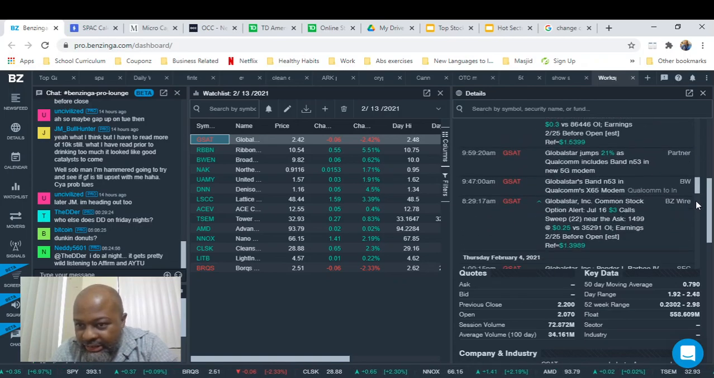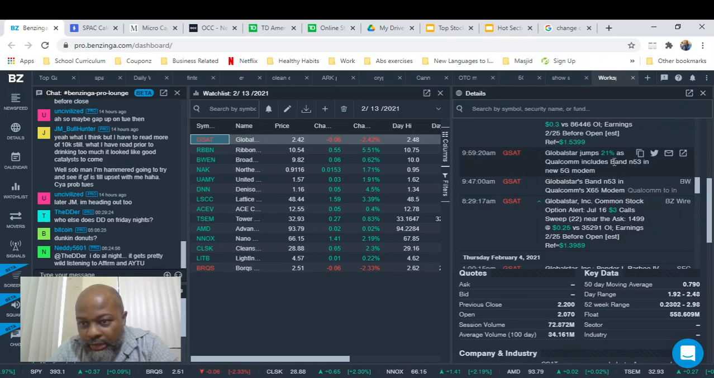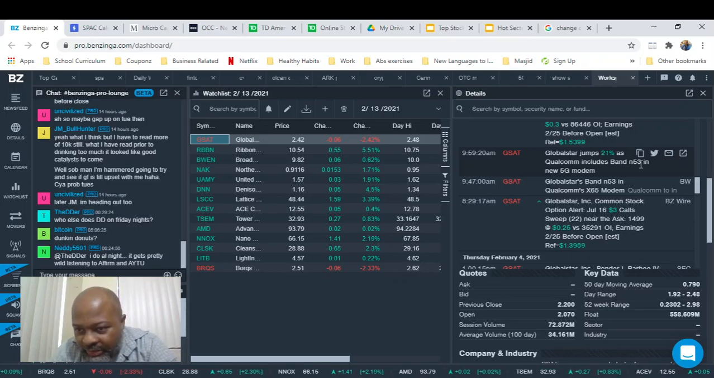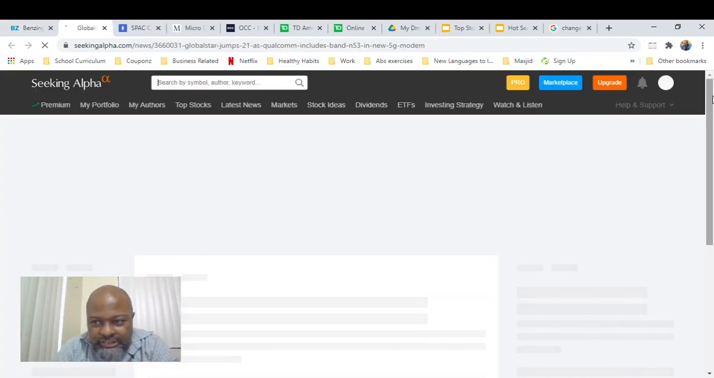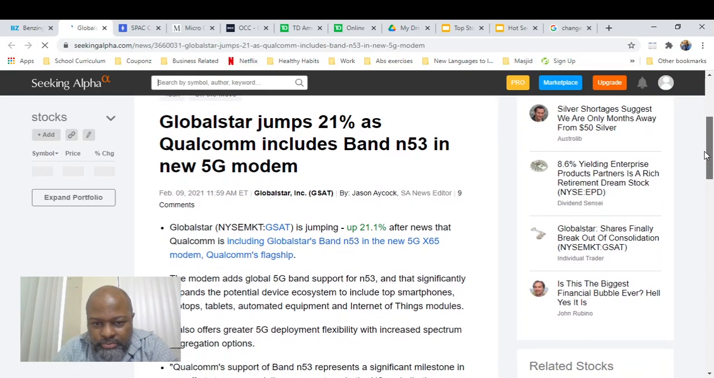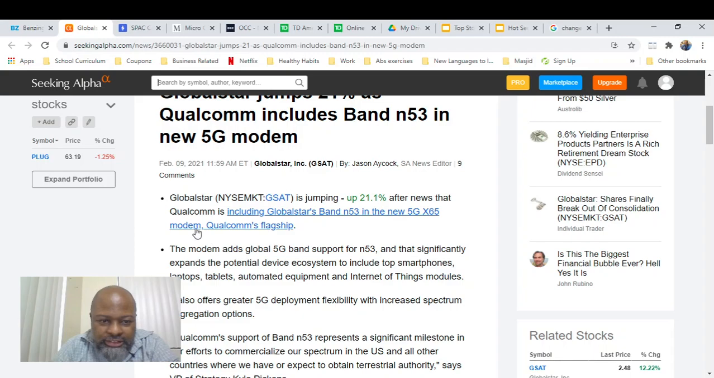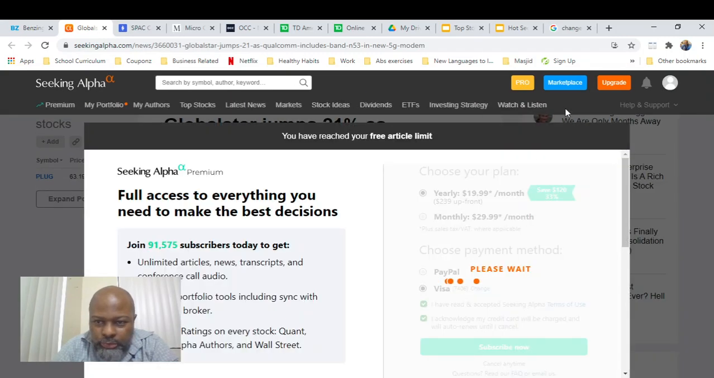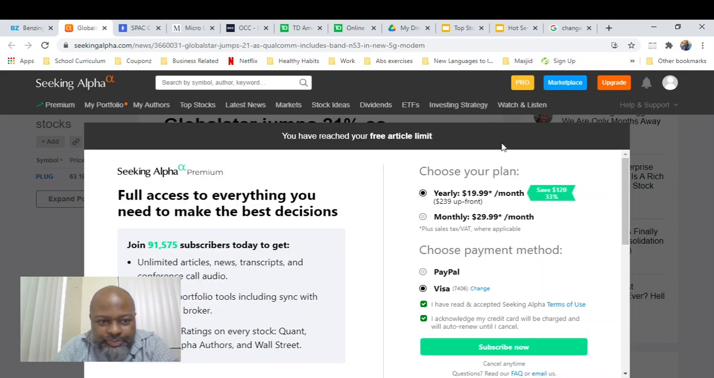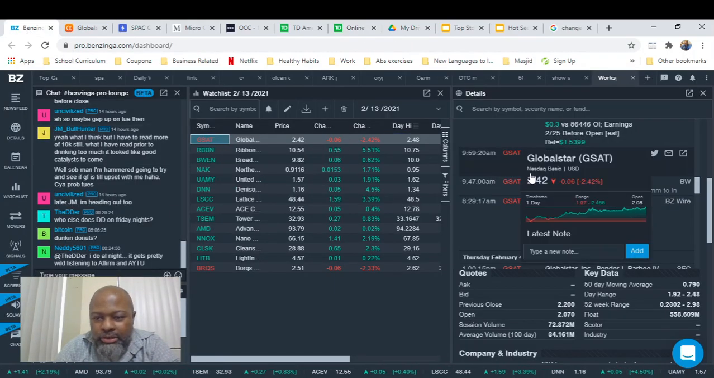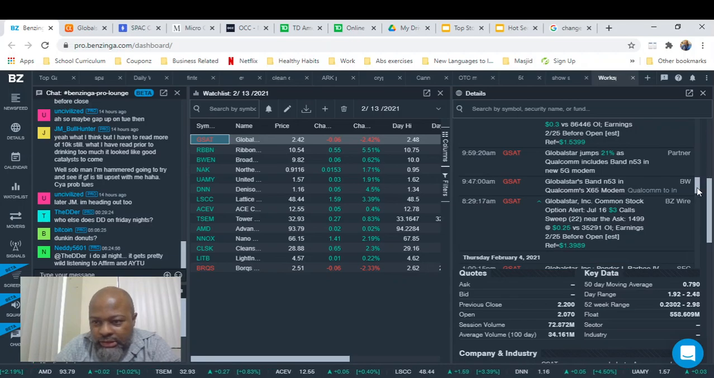Let's see, where is it here? Oh, also, they just jumped 21% as Qualcomm included the band N53 in a new 5G modem. That's awesome. Let's check that out. So Qualcomm is including their 5G band in their new modem. That's awesome news because Qualcomm is humongous.